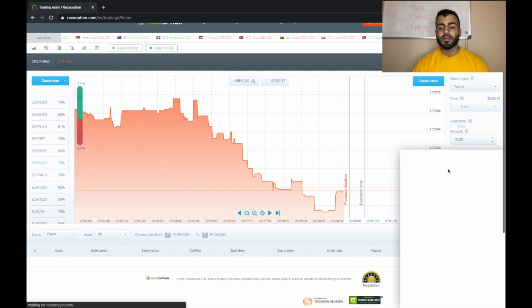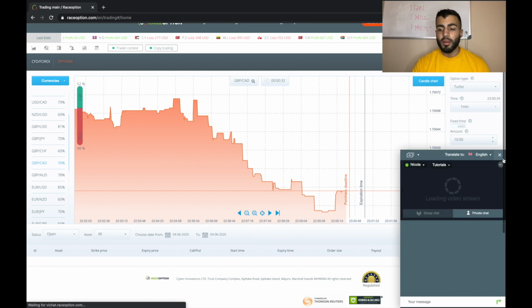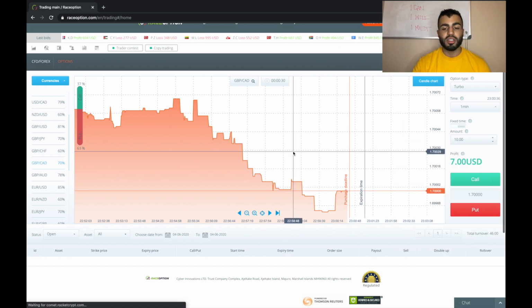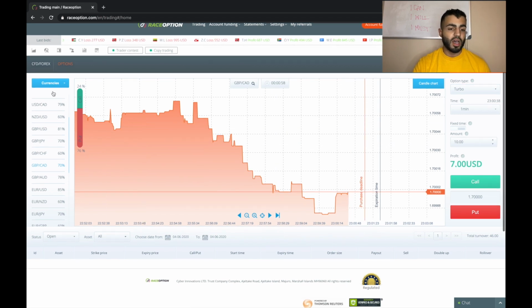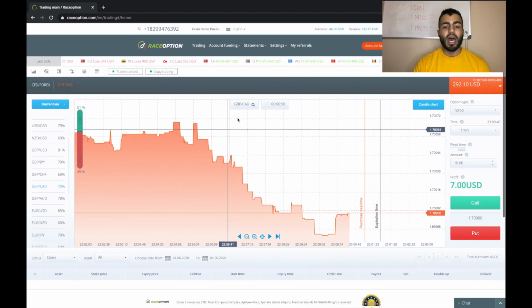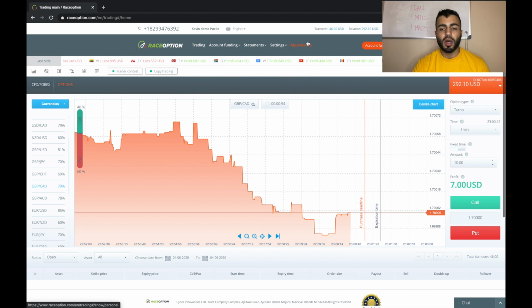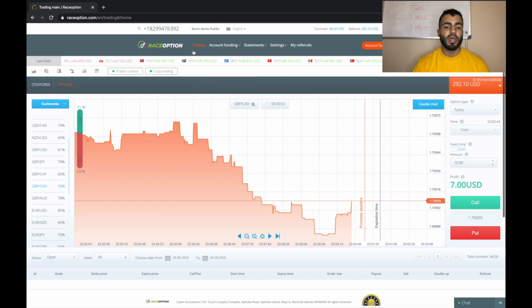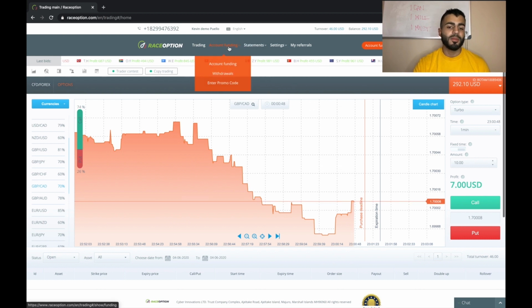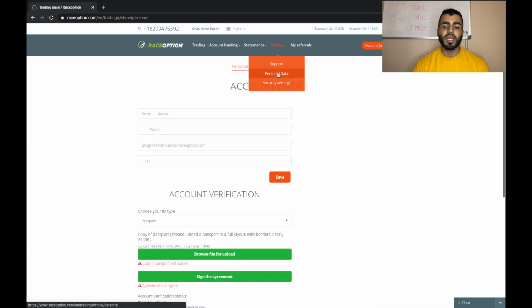But there are some steps that you need to take before you actually go in there and fund your account. So before you fund your account, now that we understand how to use the RaceOption platform, you want to know how to fund your account. You're going to have a couple of tabs up here. The first tab you want to click on when you first create your account is settings, and then personal data.